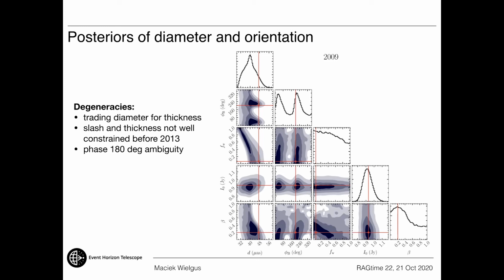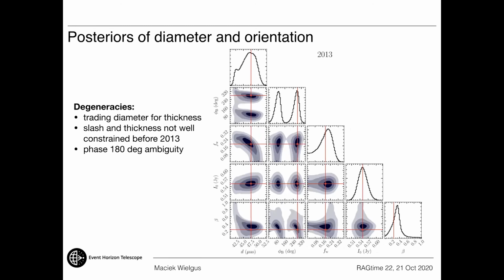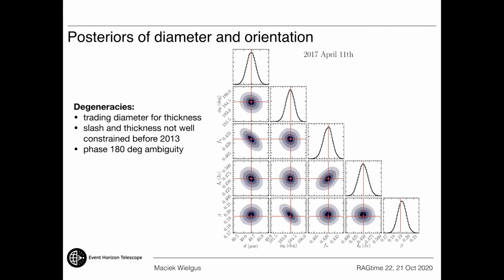And you also see that, for instance, FW is the thickness of the ring. You can see that it's terribly unconstrained in 2009. Then in 2013, you see that you still have 180 degrees degeneracy, you have two blobs instead of one, but you also see that you are starting to constrain things like the thickness of the ring. And then 2017 is just like the dream of people doing modeling, because everything is super well constrained.